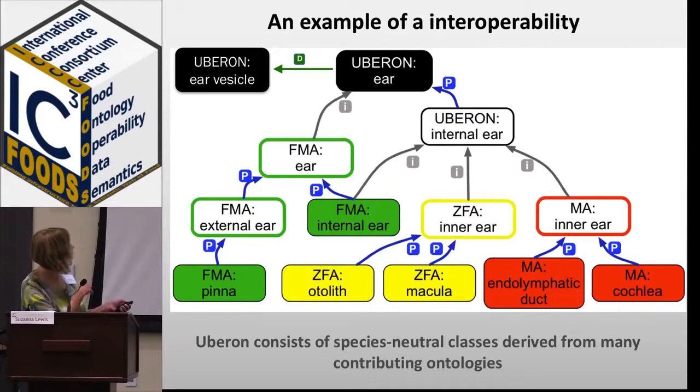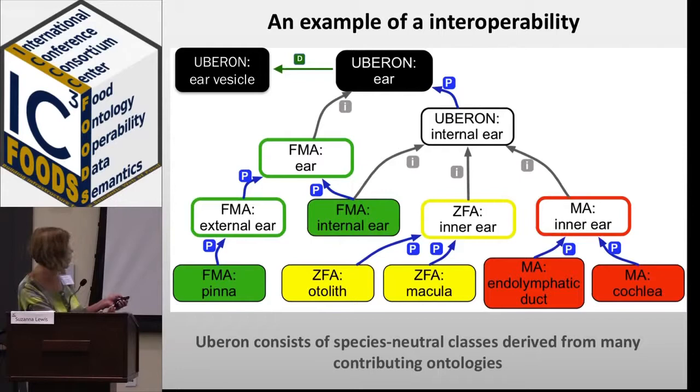An ontology for interoperability, so we can actually rigorously say that ear in human anatomy has some relationship to ear in zebrafish and ear in mouse, and we can go down farther and farther. So we've got a species-neutral way that we can map across organisms to get phenotypic information and disease information from these model systems.